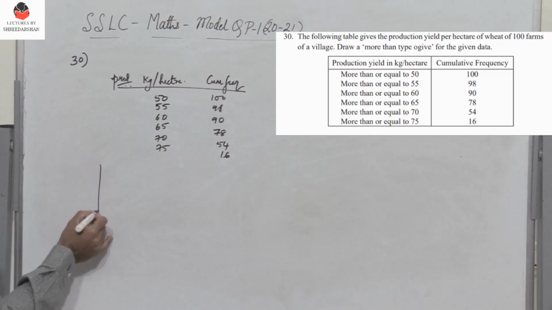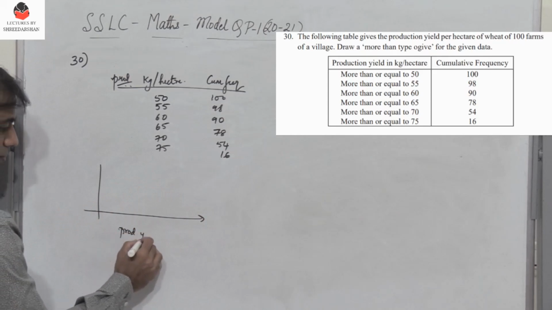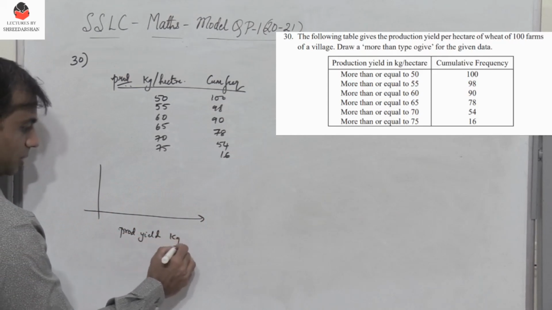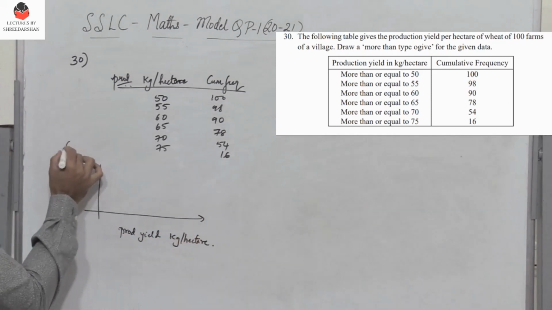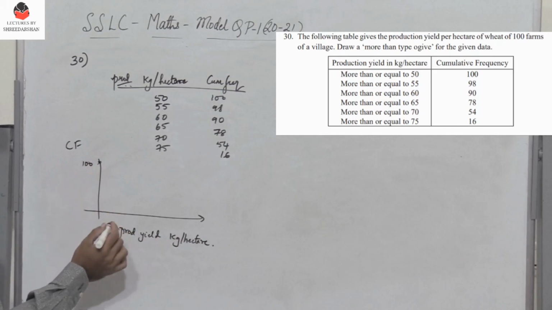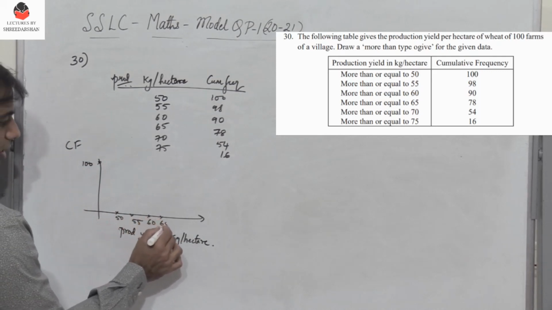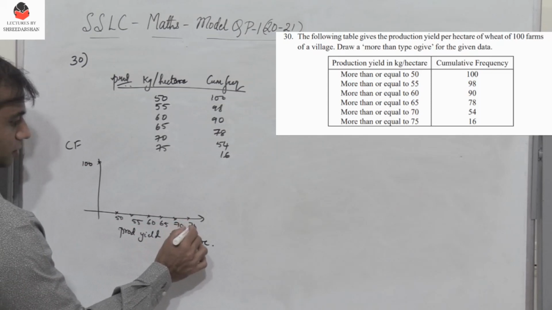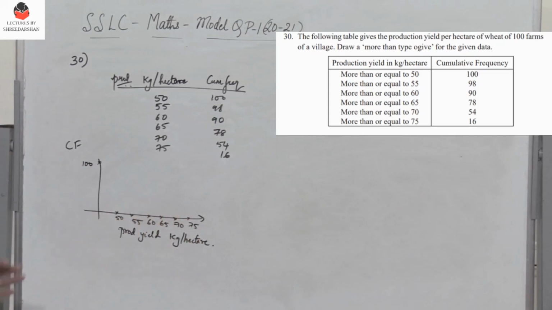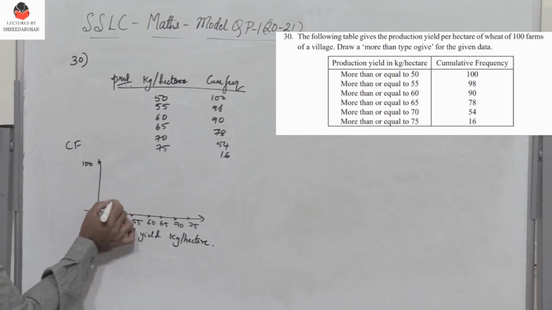So what do you have to do? You have to draw to scale. I'll draw roughly. So this is the production yield in kg per hectare, and this happens to be your cumulative frequency. So you have 100. So I have 50, 55, 60, 65, 70 and 75. So I need to draw the more than type ogive for the given data, that is more than type, right? And what is being given is more than or equal to 50. So more than or equal to 50 is 100.